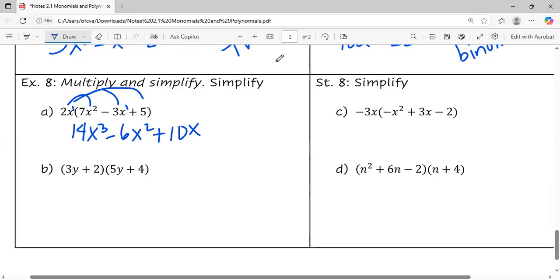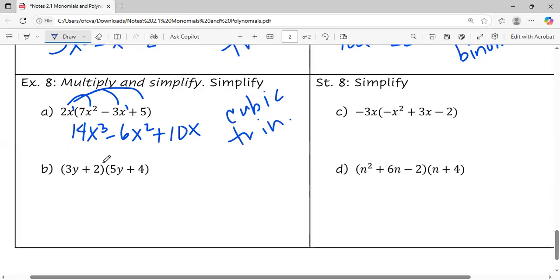Now to classify this one, each one is a monomial. The highest degree is 3, so this is cubic. So this is a cubic based on degree. And because it has 3 terms, that's a trinomial. So this is a trinomial. All right, moving on to B down here.